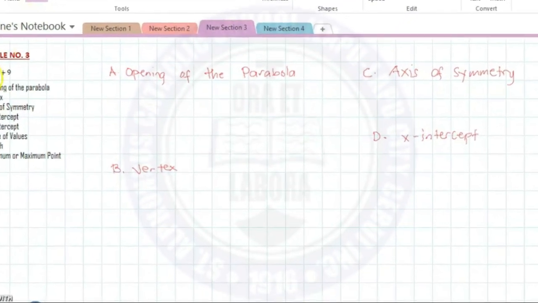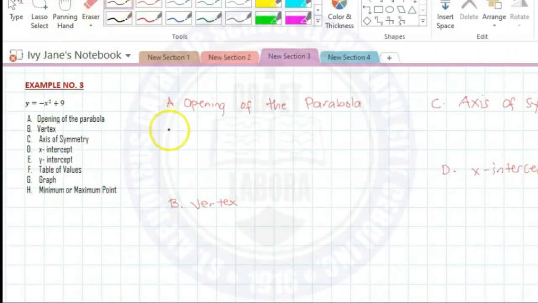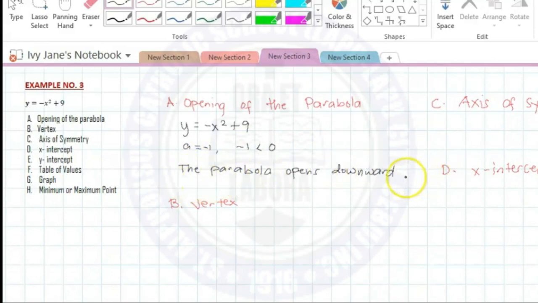For example number 3, y equals negative x squared plus 9. So for today's class, we're going to have y equals negative x squared plus 9. As we can see, it is in either the general form or the vertex form. But we could say here that it is already in the vertex form, and we could identify that its a is equal to negative 1. And since negative 1 is less than 0, therefore the parabola opens downward.